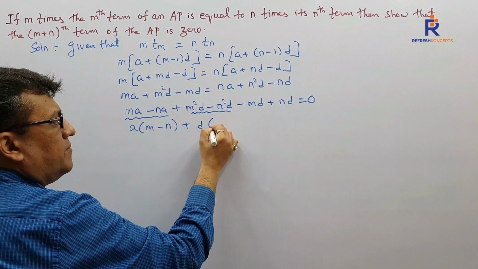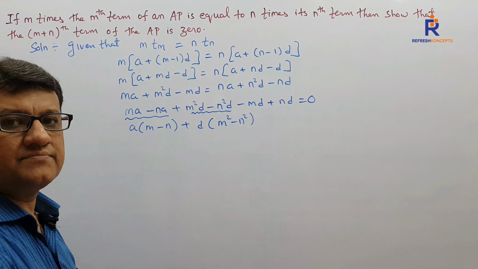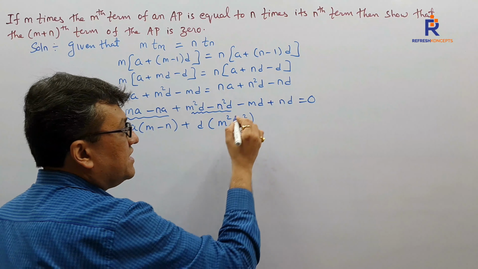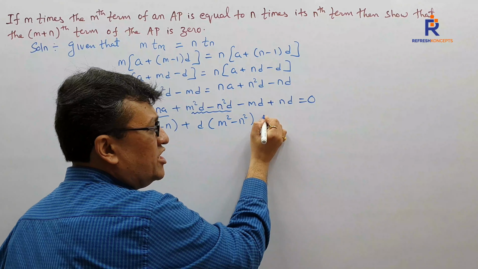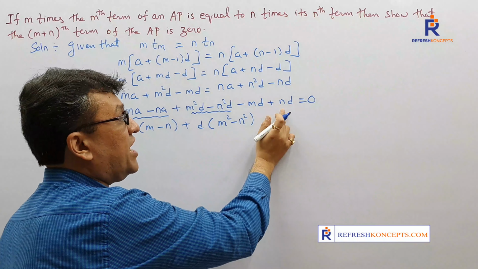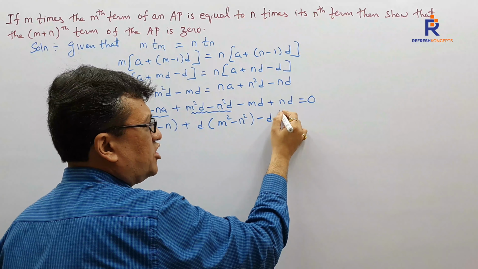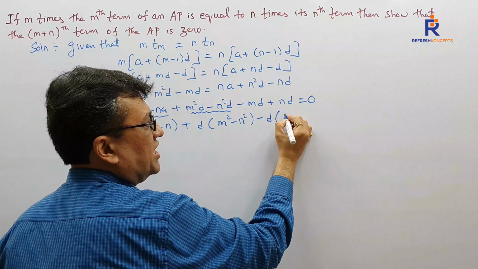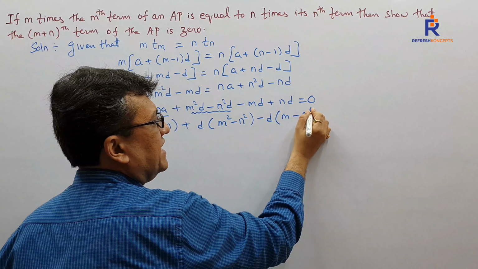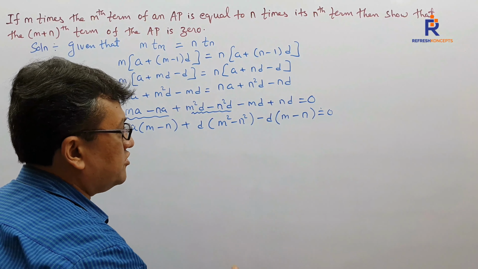Sir, can you take d common? m square minus n square. Sir, if you happen to take d common, you will have minus m plus n. But if you happen to take minus d common, the inner sign will change. So I shall have m minus n equals to 0. Let's check whether I have done it correct or not.